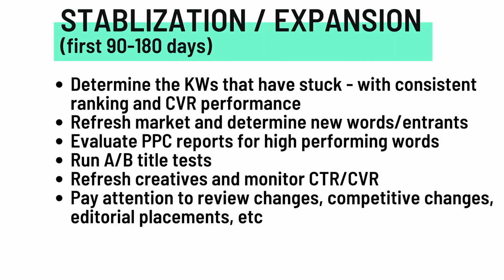The next phase is really all about stabilization and expansion, and this really happens from month 3 to 6. So you should have had reviews starting to come in by now. The honeymoon phase has started to wear off, and we're starting to get into a more stable period that's more reflective of what the long-term keyword performance is going to look like for your listing as it exists. So in this phase, we're really going to determine the keywords that have stuck, like which ones are your high performers that have consistent ranking and conversion rate performance on pay-per-click, and be very mindful of those and double down on those and maybe even prioritize those in title and other elements if they're really highly performing and bringing in a lot of sales.